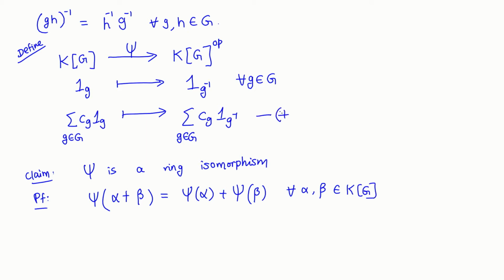All you have to use is this equation star by star, okay, because both alpha and beta will have such expressions and you write everything out. The key point that needs checking is really this multiplication. So if I take a product of two elements, if I take psi of alpha beta, then I want the answer to be psi beta psi alpha, right?